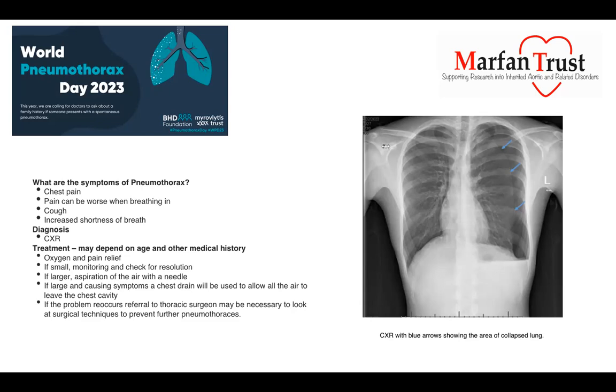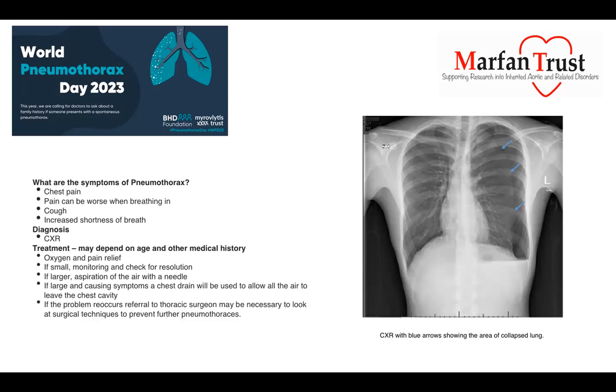Oxygen and pain relief will usually be given initially. If the pneumothorax is small, there may be no treatment needed, and you'll be offered further follow-up with a chest X-ray and a review with the doctor to make sure it has resolved. If the pneumothorax is bigger, the air can be aspirated with a needle. If it's larger and causing more severe symptoms, a chest drain may be needed.